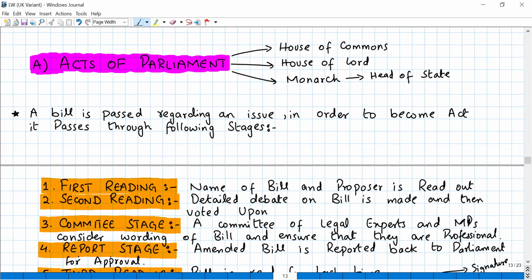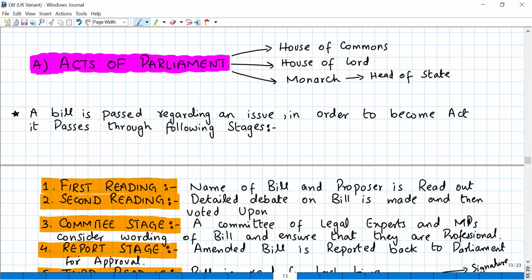When this issue becomes public, when more people talk about it, then a bill will be passed regarding that issue, that this is a problem going on in society. So you have created a bill regarding an issue. Now that bill will be presented in the parliament, and then it will go through different procedures to become a law or an act.